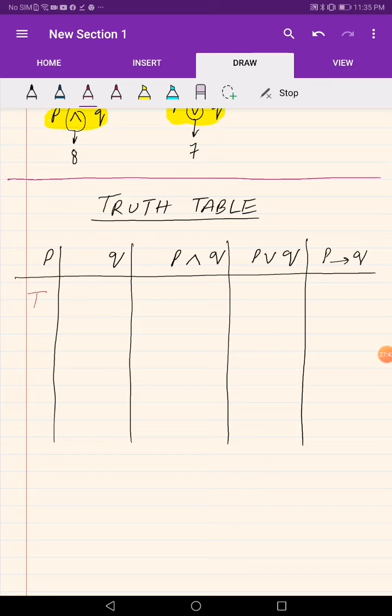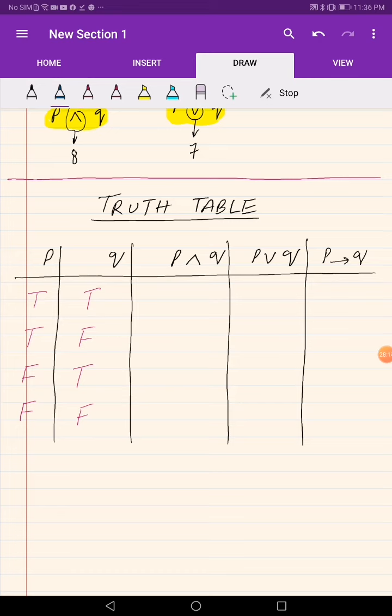Statement P: true, true, false and false; Q: true, false, true, false. That is, P true, Q true; P true, Q false; P false, Q true; P false and Q false. Now we want to see what happens to them.